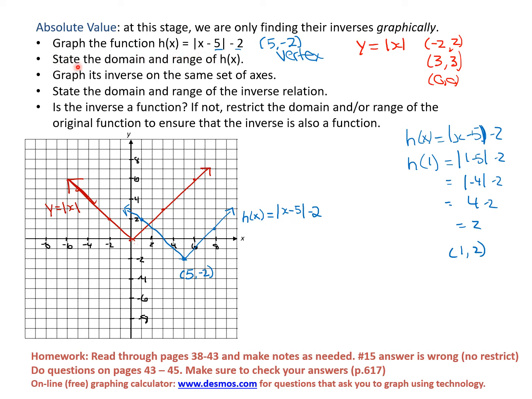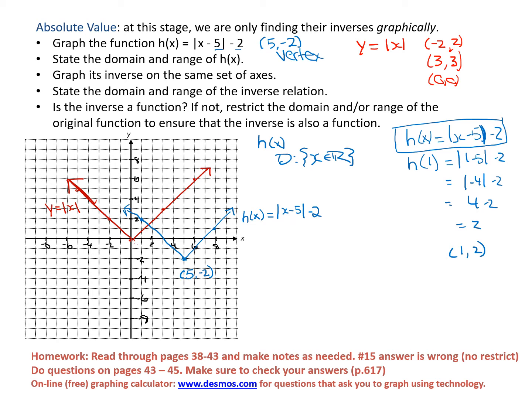The next bullet says state the domain and range of h at x. So the domain for the absolute value function, h at x, the domain is x is an element of real numbers. There is no restriction on what we can sub in for x into this equation right here. We can sub in anything we want, positive, negative, decimal, fractions, square root, anything, no problem. That's the domain.